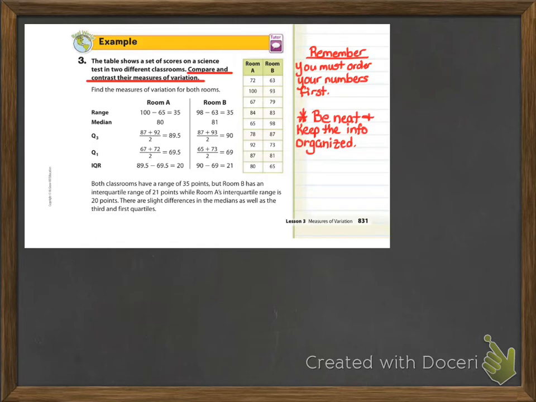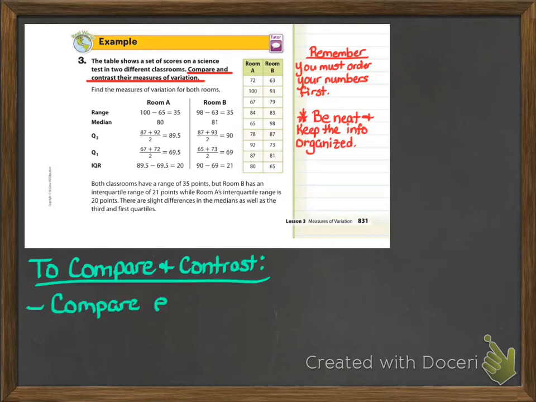So if you notice here how they have this set up, and I'm going to show you an example of how I want you to set this up on your own paper, you'll notice that once you get your ranges and your medians and your Q3s and Q1s and IQRs, you're then going to compare each number for both sides. So to compare and contrast, here's what you're going to be doing. So you want to compare each measure.